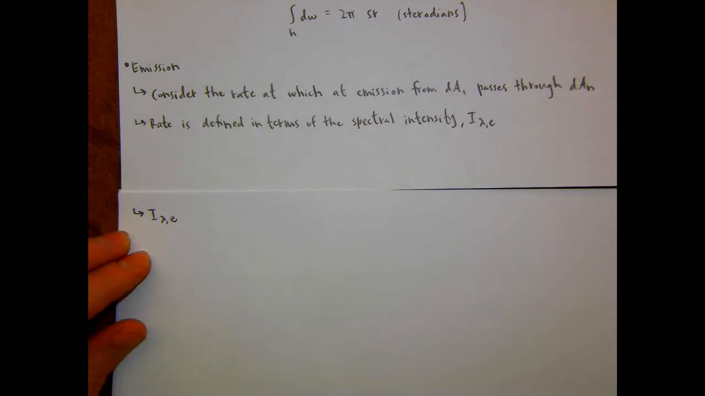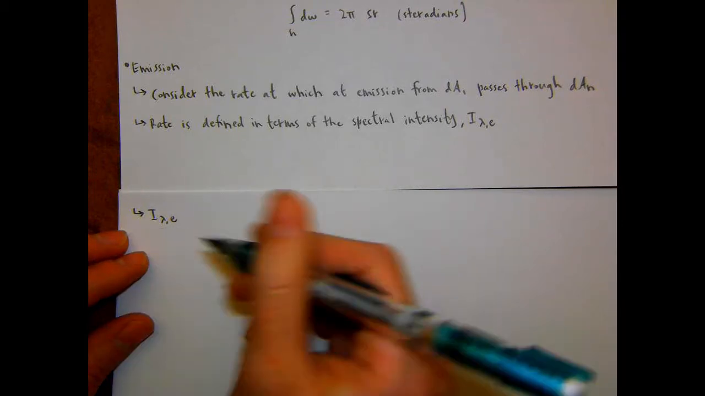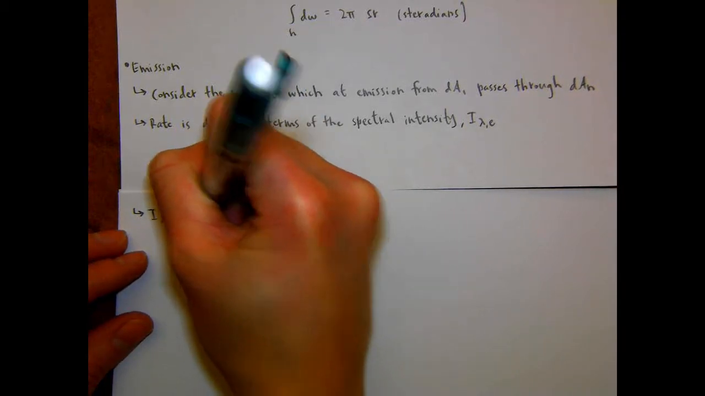So the spectral intensity is the rate at which radiant energy is emitted at a given wavelength, lambda, in a given direction, defined by theta and phi, per unit area of the emitting surface that's normal to this direction. And again, I'll show you a picture of this. Per unit wavelength interval around lambda, and per unit solid angle around the direction. Okay, so let's write that down and then try to break it down a little bit.